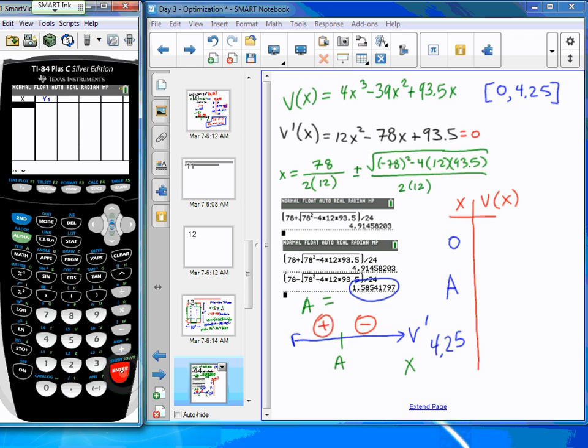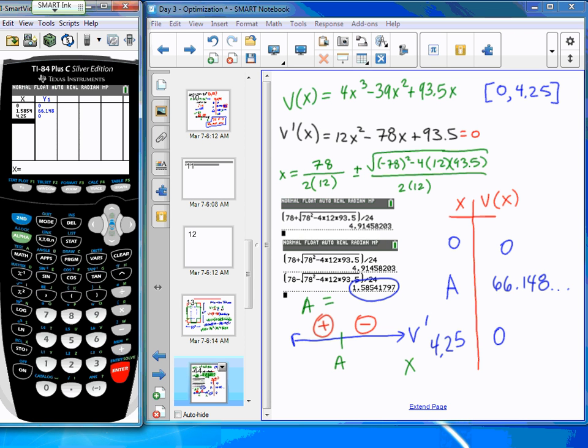0, alpha A, 4.25. 0, 66.148 cubic inches. And 0. So who's the big winner, Mikey? Looks like my x dimension, height of 1.585, produces the maximum volume possible of 66.148 cubic inches.